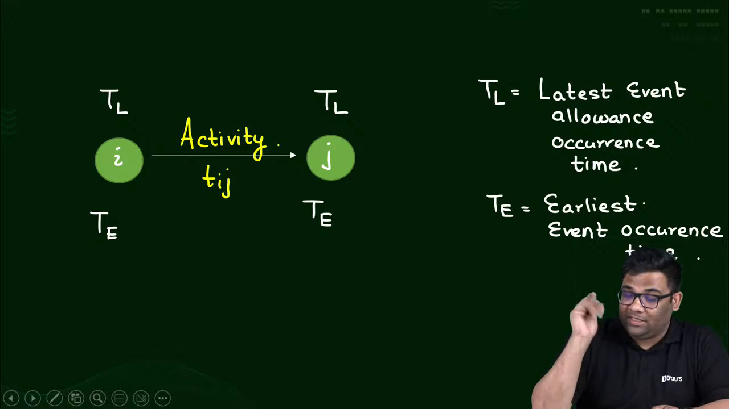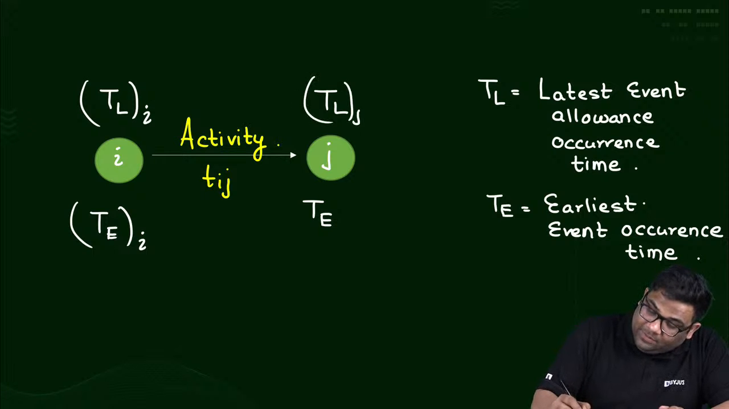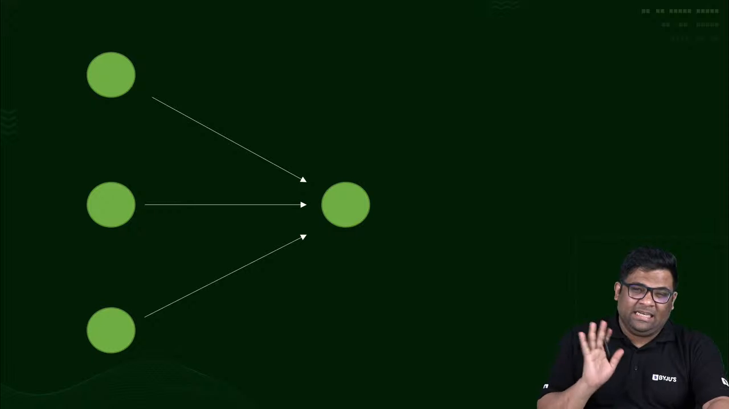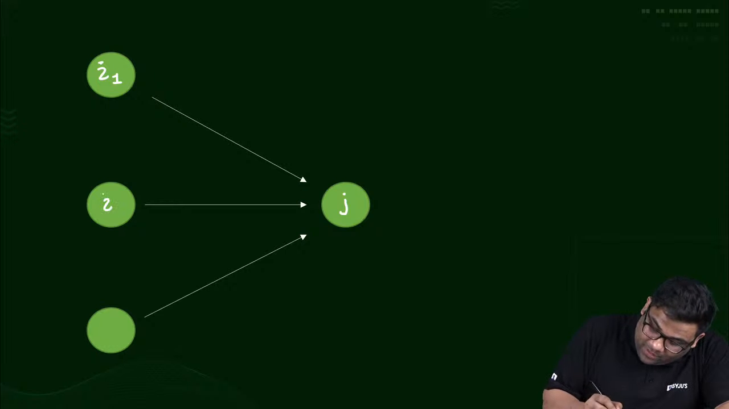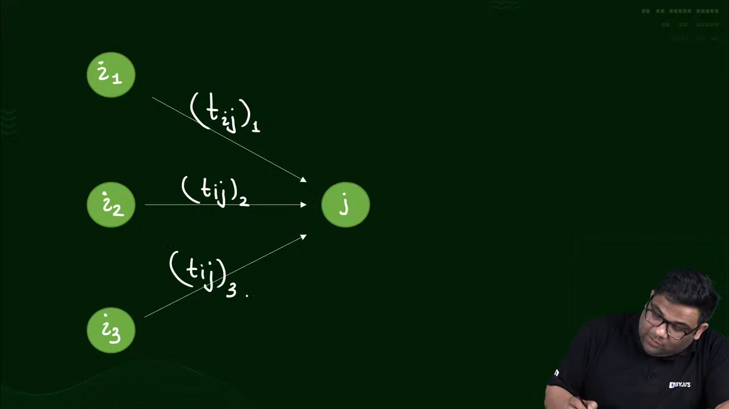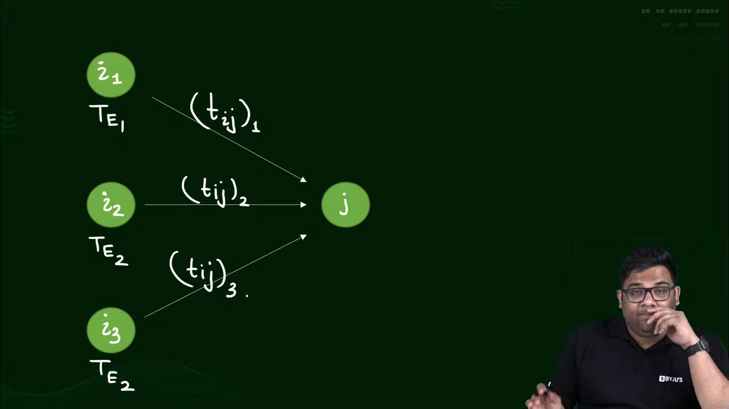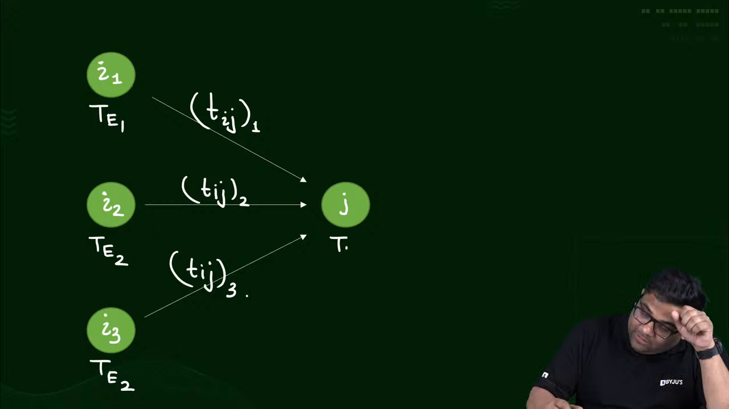Now, this will be TE of I, this will be TL of I, this will be TL of J, and this belongs to an event. Now suppose this is J, and there are three nodes I1, I2, I3, and obviously these three activities will have three durations, 1, 2, and 3. Suppose this has TE1, TE2, and TE3. This is not the expected time. This is different, the notation is the same but it is different. The expected time is for the activity, but the event occurrence time is for the event, for the nodes. And this is suppose TE of J.